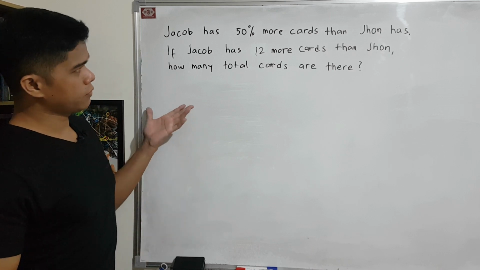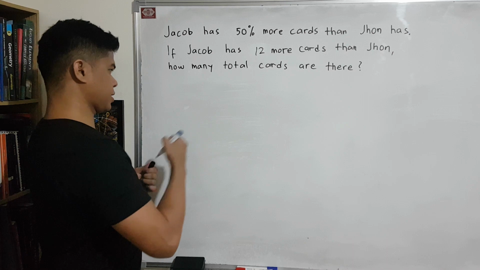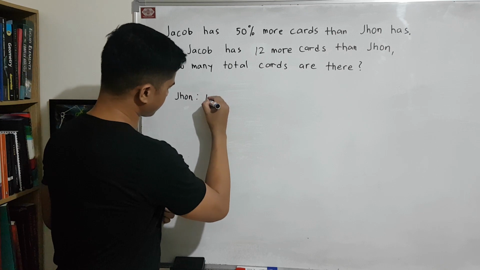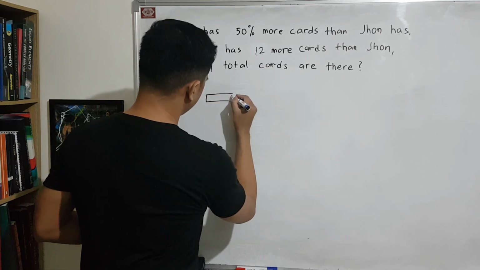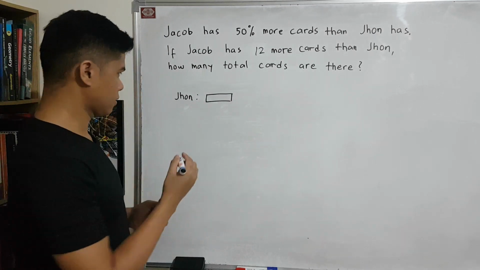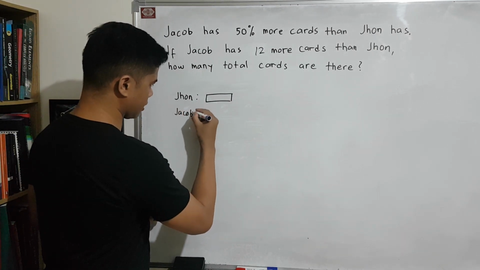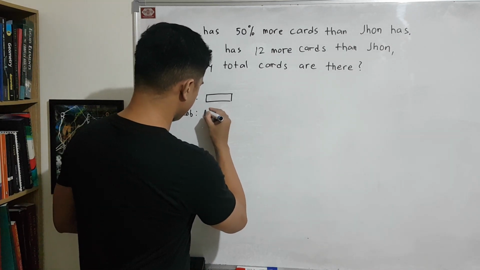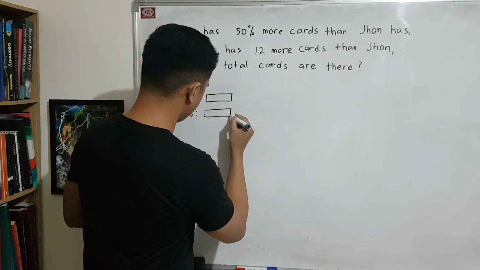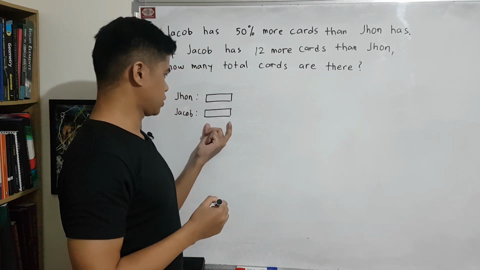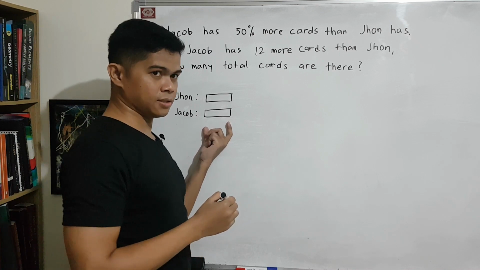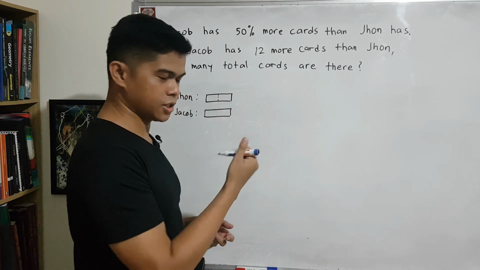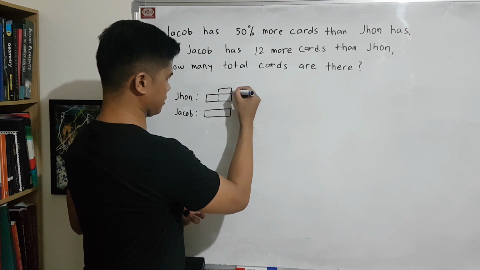Okay, since Jacob has 50% more cards, we can start by representing Jan's cards by a rectangle. For Jacob, we can also draw a rectangle with 50% more in length. This is equivalent first to Jan's number of cards, but we need to extend this one by 50% of Jan's cards, which is half of Jan's cards. So we extend by this much.